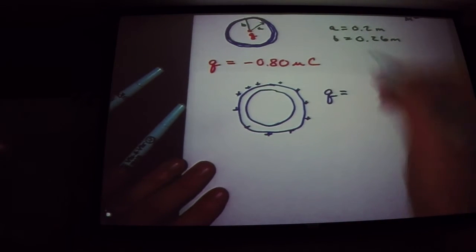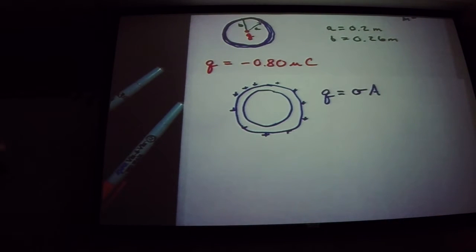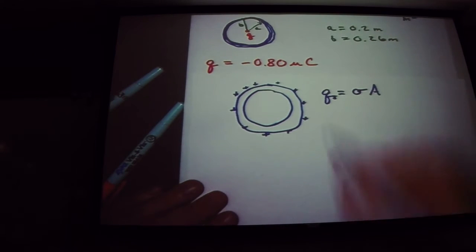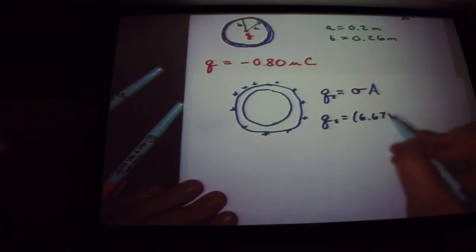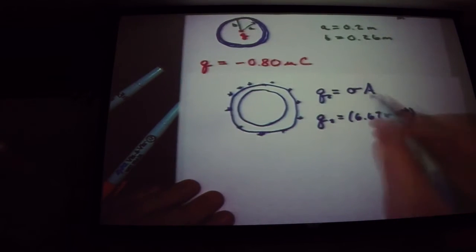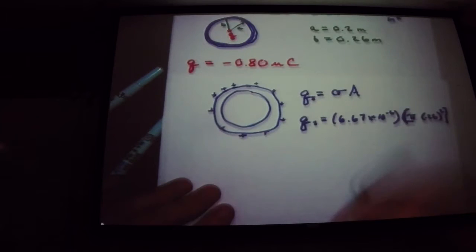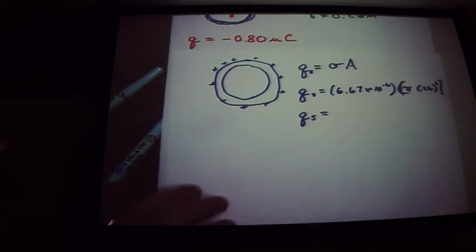So Q is equal to that surface charge density multiplied by the area. That's the total charge that's on the thing. That's the total excess charge on that shell. I'll call it Q shell. So you multiply 6.67 times 10 to the negative 6, multiplied by the area of the shell, the outer shell, which is pi times 0.26 squared. So what do you get for Q shell?